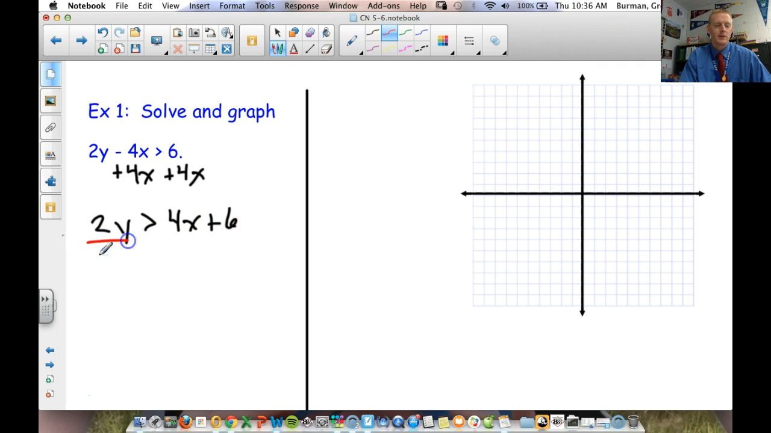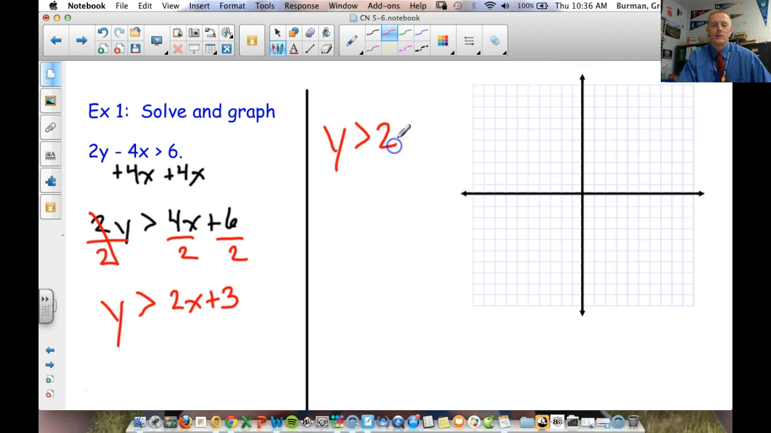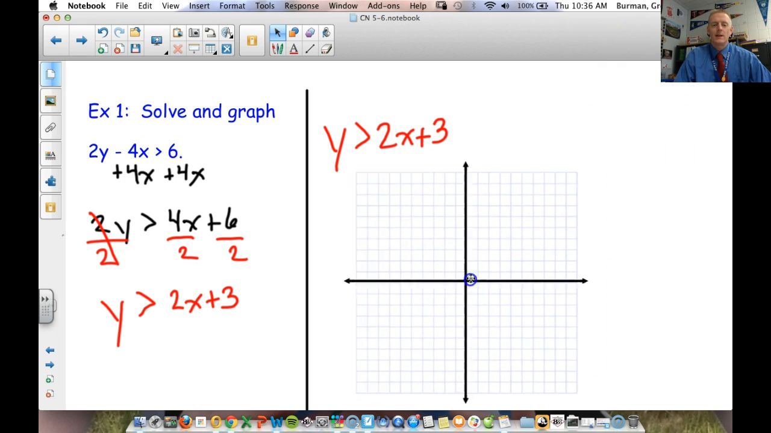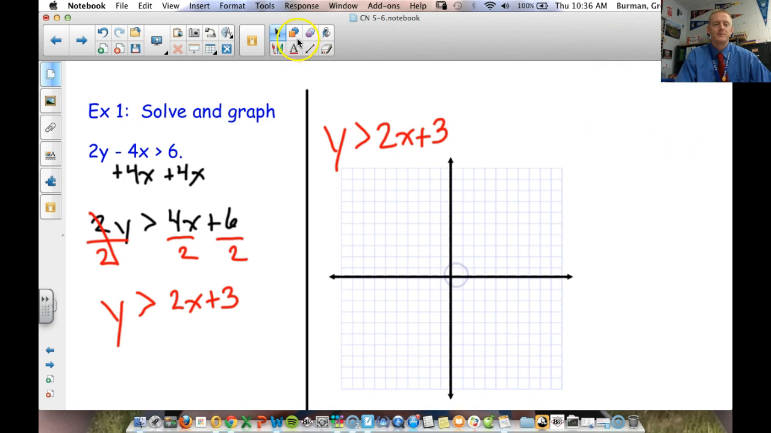Our next step is to get the y by itself, which means we need to divide by 2 because it was 2 times y. So that makes this now y is greater than 2x plus 3. So this is our inequality: y is greater than 2x plus 3. And our job is to take and graph it.